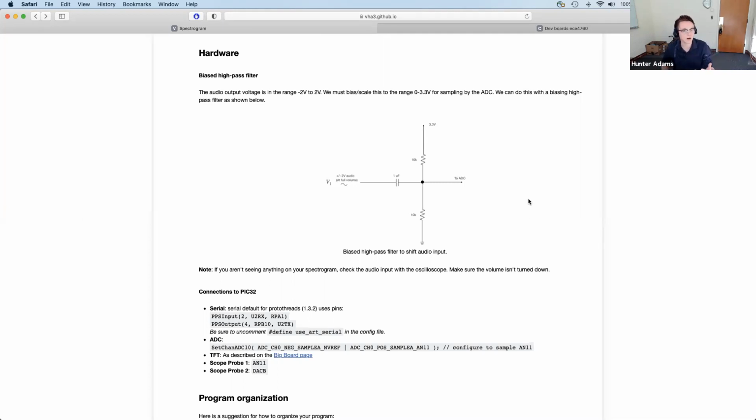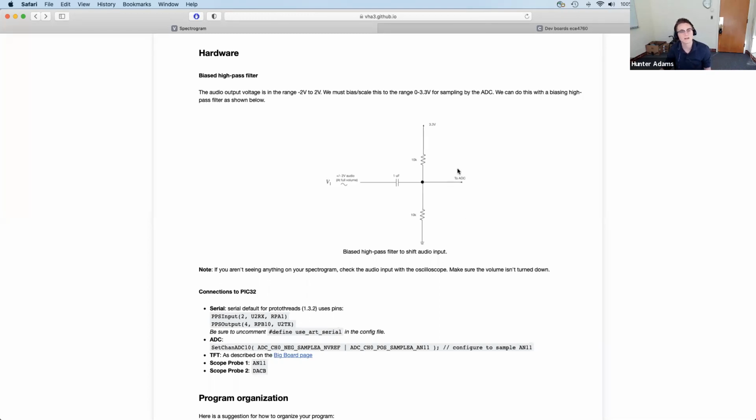This circuit solves a problem for us. The problem being that the output from the headphone jack of the lab PC is going to be a voltage in the range of -2 to 2 volts. And the analog to digital converter of the PIC32 requires a voltage that is in the range of 0 to 3.3 volts. So we need to do some adjustment, and that is what this biased high-pass filter does.